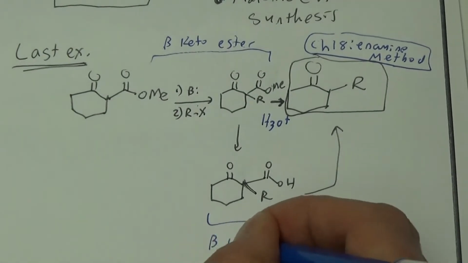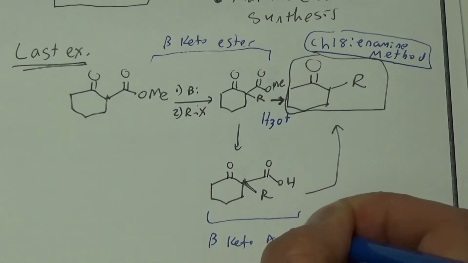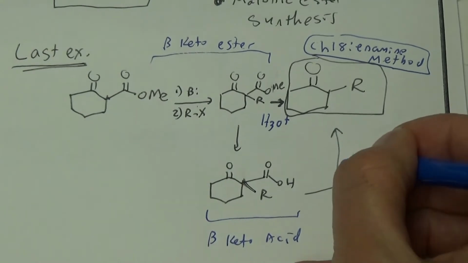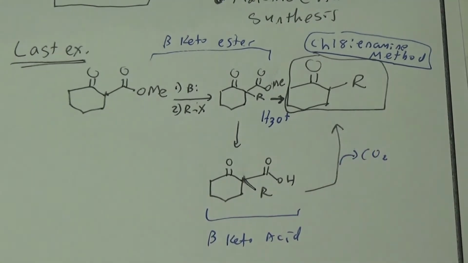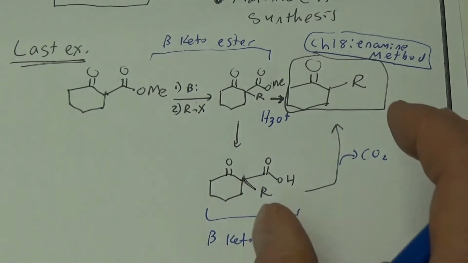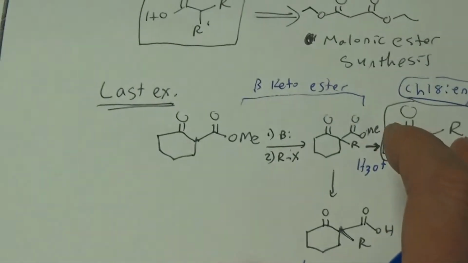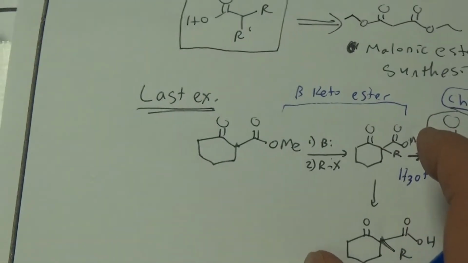Beta keto acid. And of course here you lose CO2 through that mechanism we've done a bunch of times. Okay, one more question. How do you make a cyclic beta keto ester?